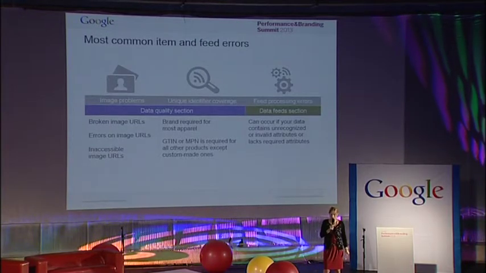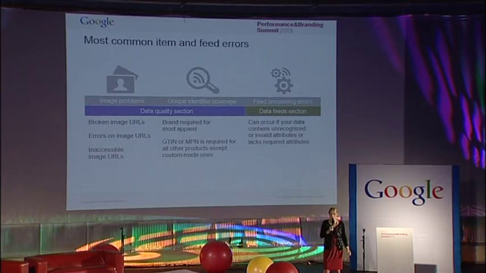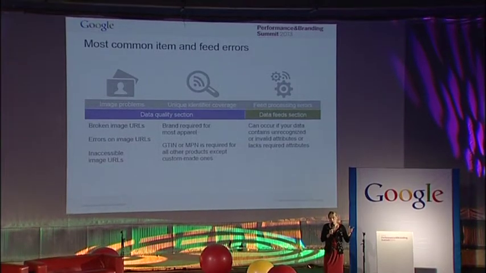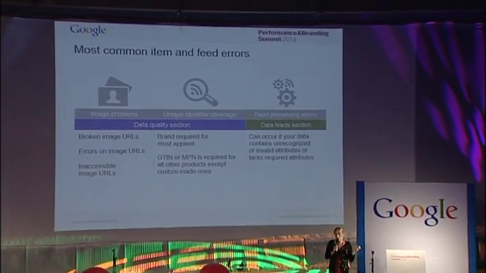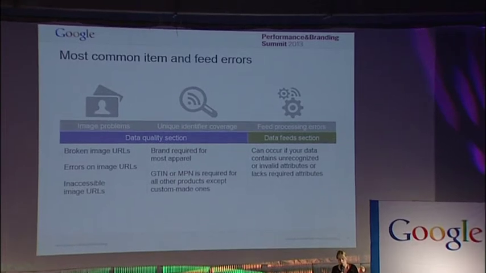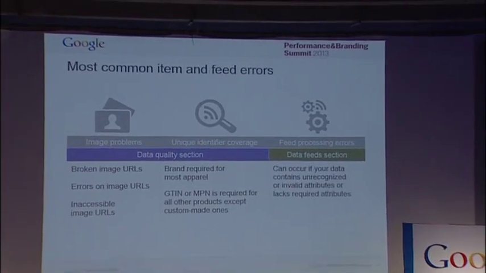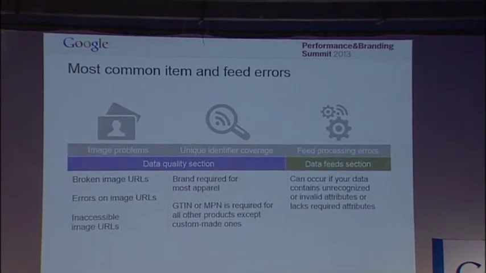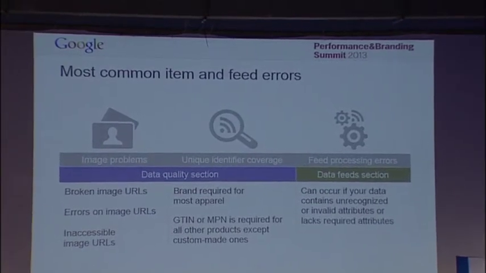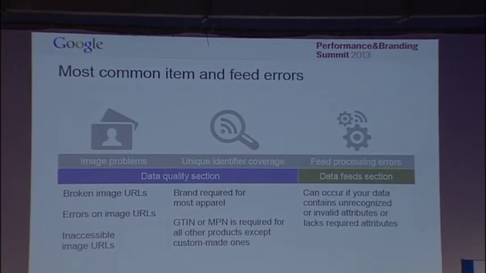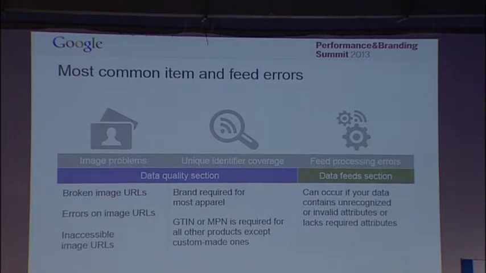Then you have other pages like data quality. That's quite important. We'll see that later on. So the most common issues you can have with the feed, and where it's really important to start optimizing your campaign, is issues with your data feed.